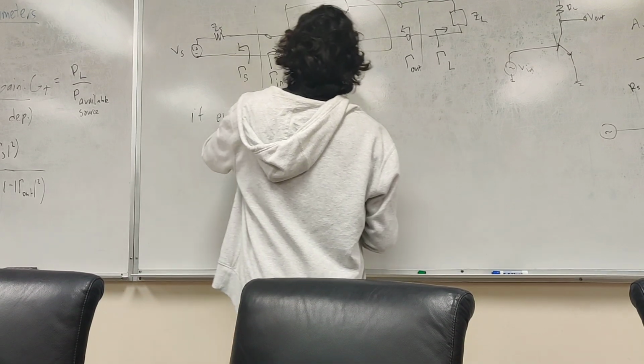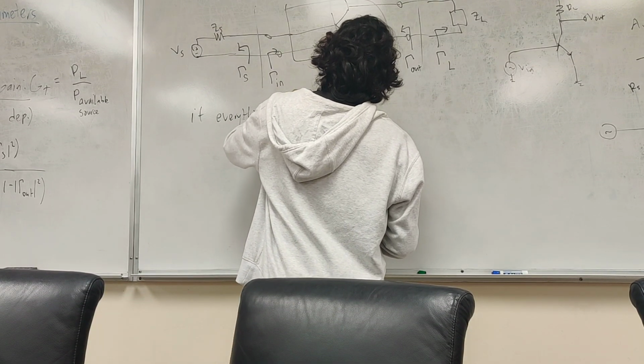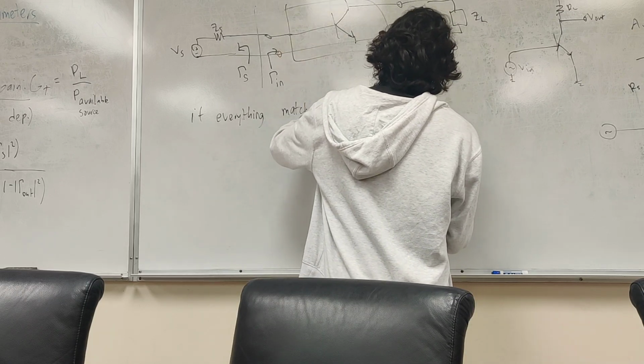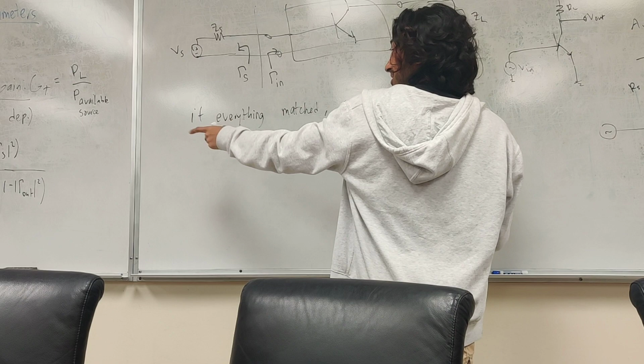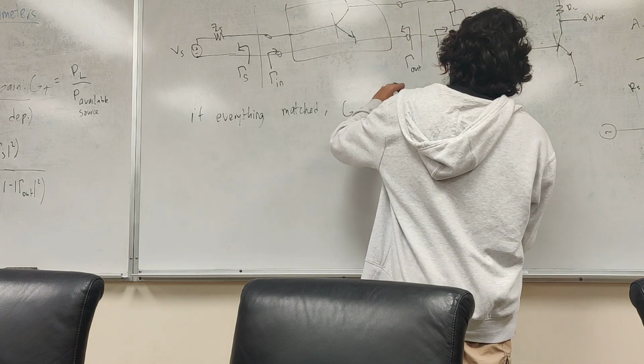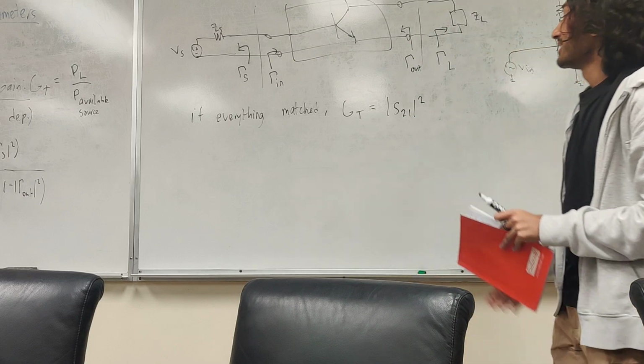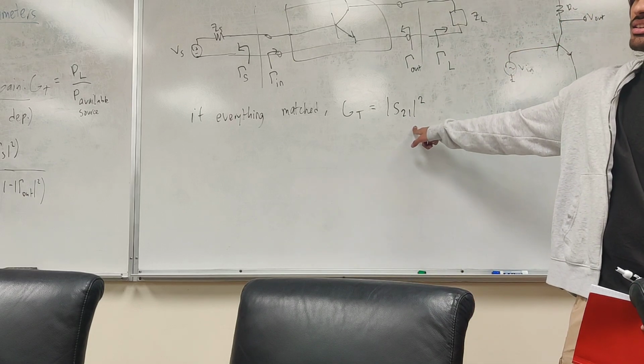I think I'm doing really good on time too. My concern was I wouldn't be able to show you guys an ADS example after this. This simplifies to S21 squared. This is really nice.